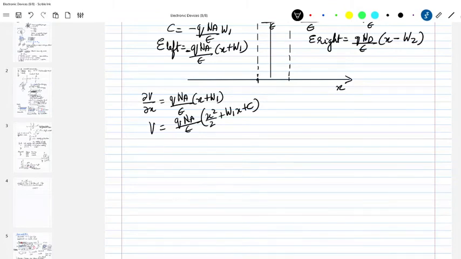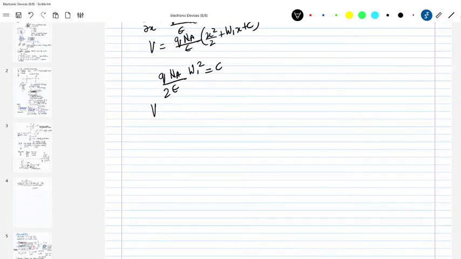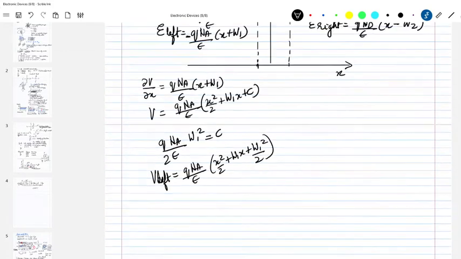Okay, at minus W1 the C value will be W1 square minus W1, so it is going to be q N_A over epsilon into minus W1 square by 2, that's C. So substituting, V left would be equal to q N_A over epsilon times x square by 2 plus W1 x plus W1 square by 2. So V left is that.